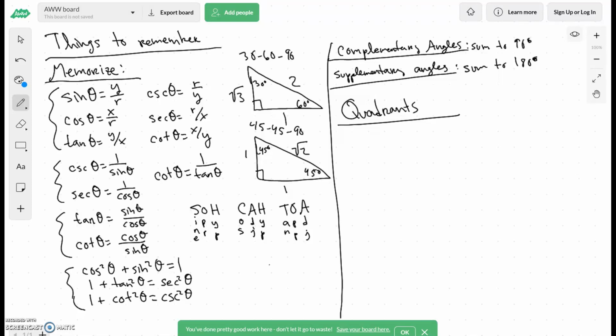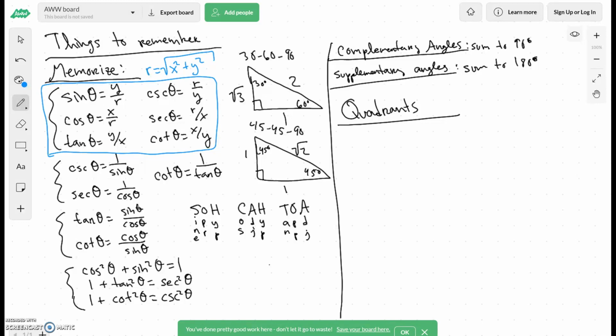So I wrote a couple things here to remember for the exam. On the left-hand side, I wrote some of the things that you should definitely memorize and try to know. So make sure that you know how to figure out what sine, cosine, tangent, cosecant, secant, and cotangent are, just using the x, y, and r coordinates. So remember that also r is equal to the square root of x squared plus y squared, okay?